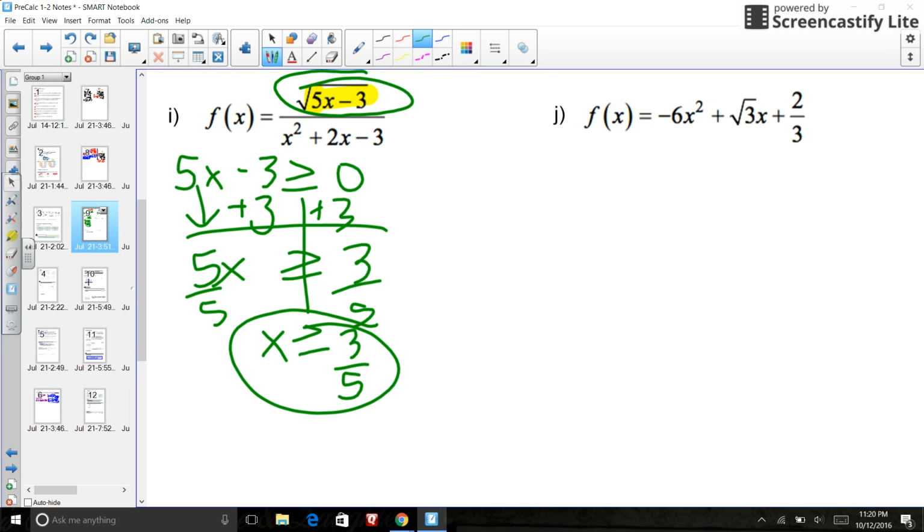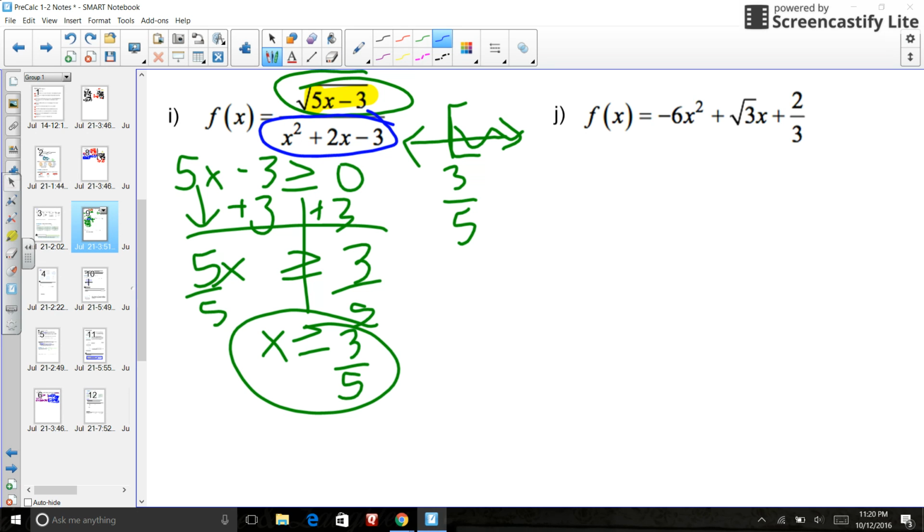Okay, so if I just put this on a nice number line, just so I can get a visual, because sometimes that helps me. I know that x has to be greater than this, so I'm going to squiggle that way. Now I'm going to look at the bottom.